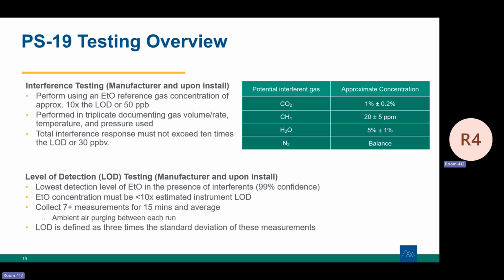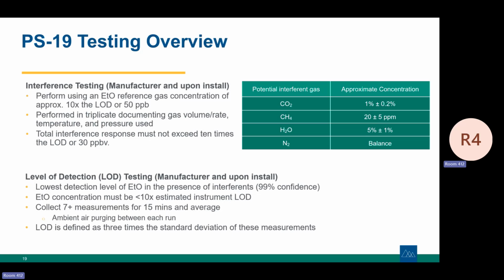First thing is the interference testing. This is done prior to installation as well as upon installation. Typically, we use about a 50 ppb reference gas with these interferent materials at these concentrations, performed at typical conditions. Then the response must not exceed 10 times the limit of detection, or 30 ppb. I do have some data on this that I'll show later.